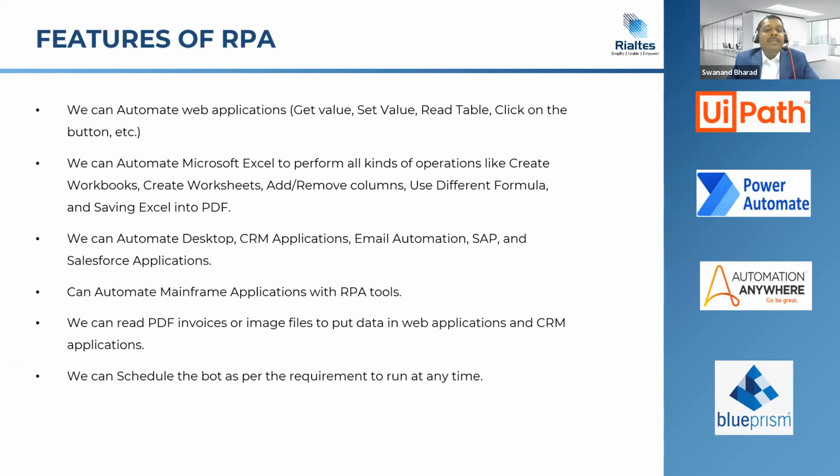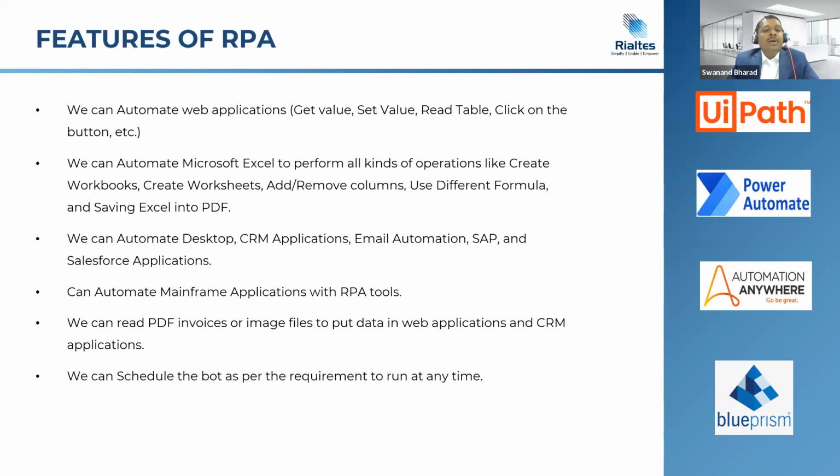We can read the PDF invoices or image files. We can put data in web application and CRM applications. Like we get different requests in PDF files. We get invoices, so we can generate the invoices, or we can read the information like total or grand total or quantity, the product name. So all that information we can read from the invoices. And I don't think there is any industry which is not using any invoices or PDF file. So that's one of the good features supported by RPA tools.